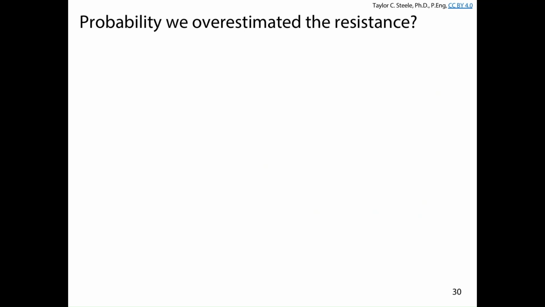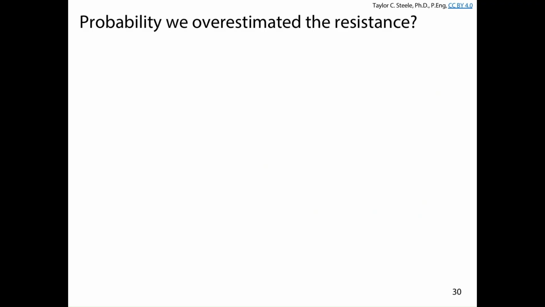Bad. If we're overestimating a strength, that means it's actually going to be weaker. That's not good. If we said the strength's going to be this and it's weaker, it's more likely to fail. And we'll talk about that more later. So we don't want to overestimate the resistance. How could we determine the probability that we just overestimated the resistance by using AFY?